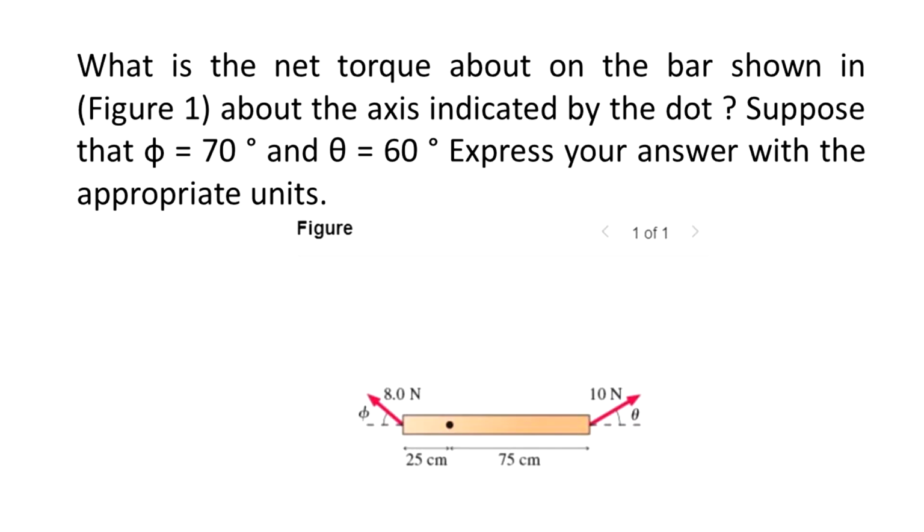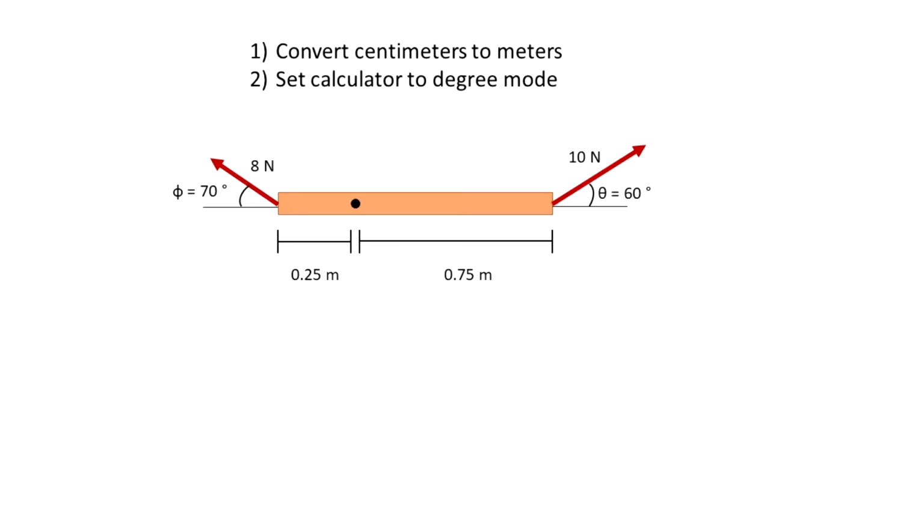We want to know what is the net torque about the pivot on the bar that is shown in the figure below. We see that the bar is located horizontally. It has a black dot that represents the pivot. That's the point of rotation. There are two forces represented with red arrows, and each force has different magnitude and different angle.